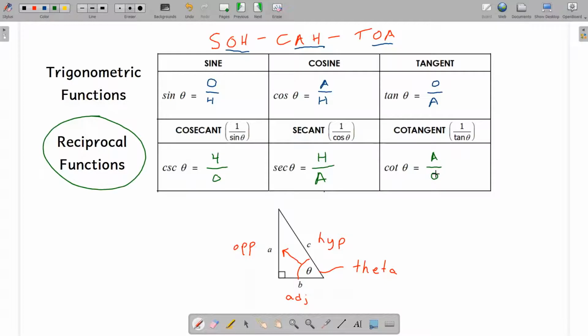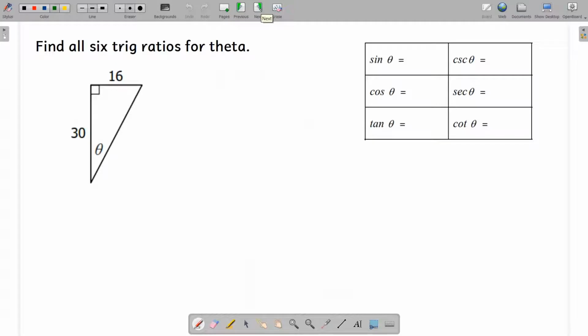So if you can remember SOHCAHTOA, you got the top three, and then once you know the top three, the bottom three are really easy because you're just flipping that fraction. So let's find all 6 trig ratios for angle theta here. So notice that this is my opposite side, this is my adjacent side, and this is going to be my hypotenuse, but we don't have the length. We need to solve for the length. So to find that missing length, we need to use Pythagorean's theorem. So right now, I'm just going to label this side x.